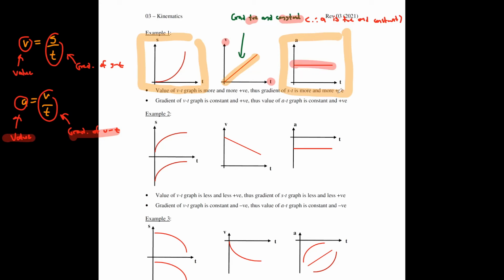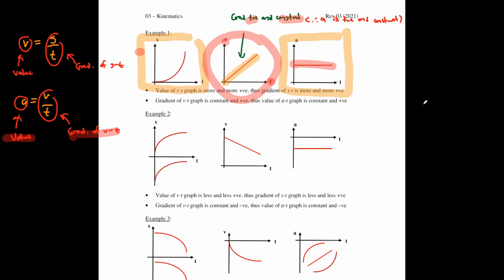It is positive and it is constant. This is for acceleration. Now, if you want to then use this same graph to give you your ST graph, you need to use this relation here. This one is telling you the value of your velocity is equal to the gradient of your ST graph.